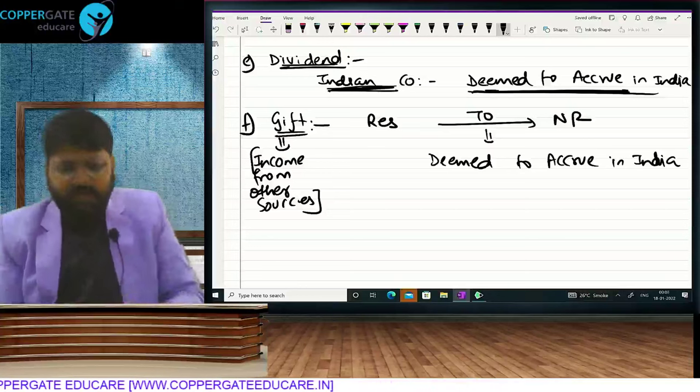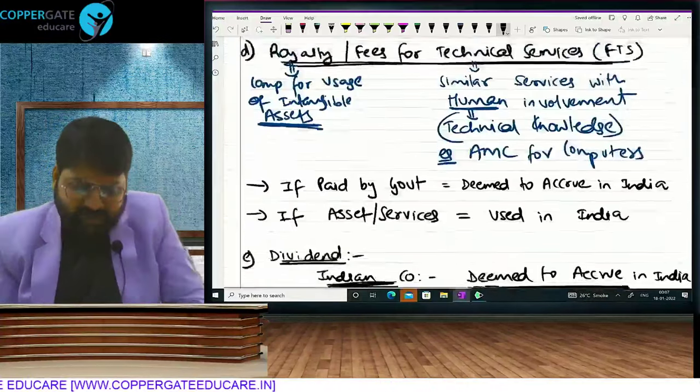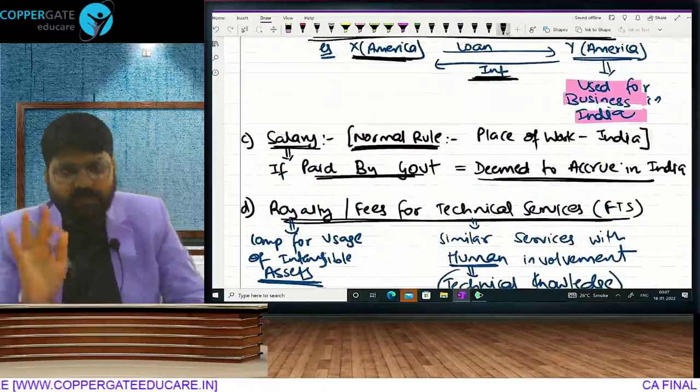And in case of other incomes, it is very easy to decide. In case of, for example, salary. Did we write the normal rule?